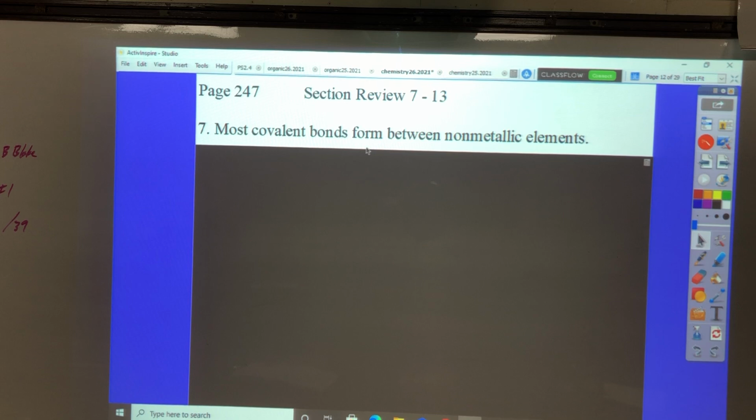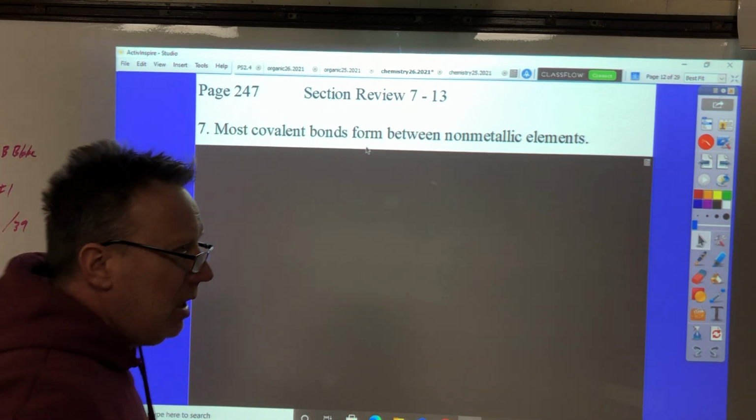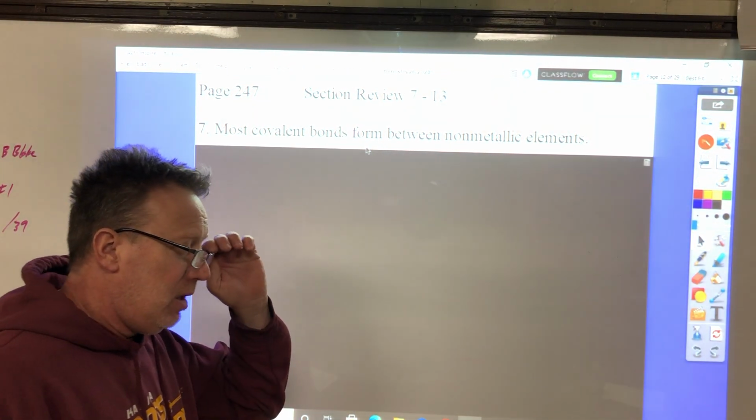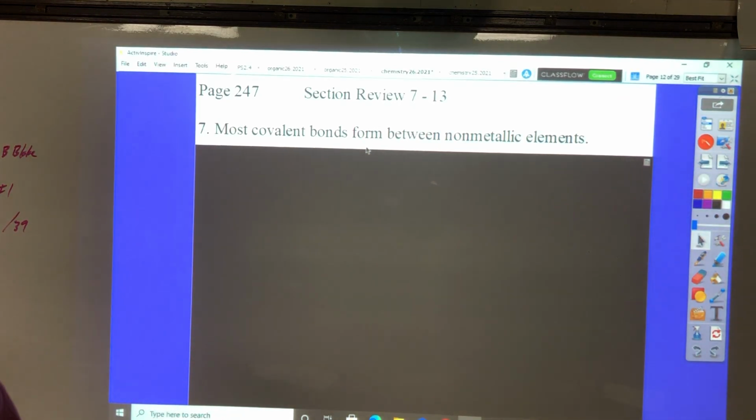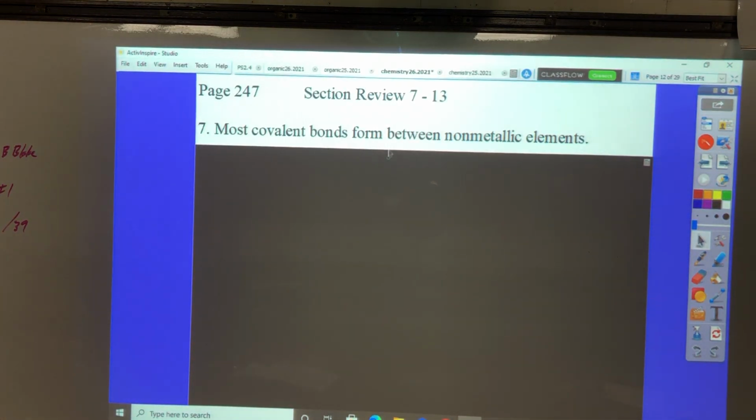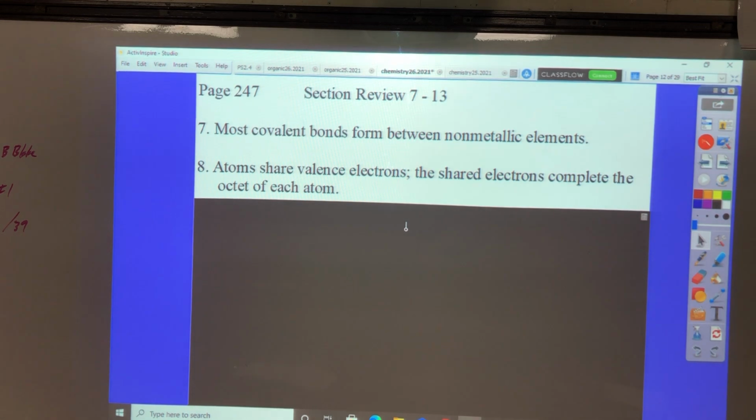Number 8, describe how the octet rule applies to covalent bonds. When elements are covalent bonding, they're usually trying to get 8 valence electrons by sharing. Atoms share valence electrons. The shared electrons complete the octet of each atom. Most of the time, it's 8. Sometimes 6, sometimes 4, sometimes 2, sometimes 10, sometimes 12.